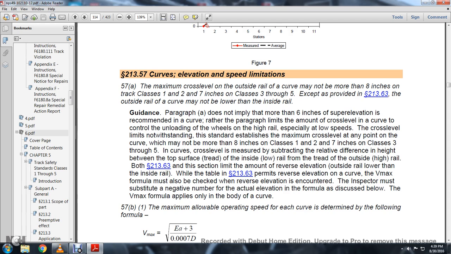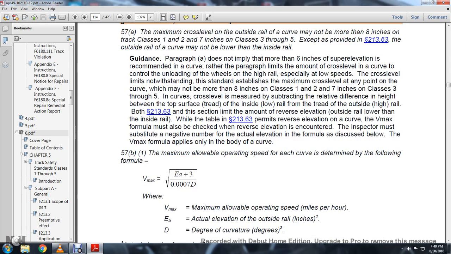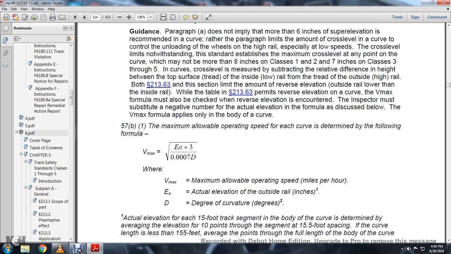Section 213.63 of this part limits the amount of reverse elevation, where the outside rail is lower than the inside rail, on the table in 213.63. For permanent reverse elevation of the curve, using the Vmax formula, when reverse elevation is encountered the inspector must substitute a negative number for the actual elevation in the formula, as discussed below. The Vmax formula applies to the body of the curve.